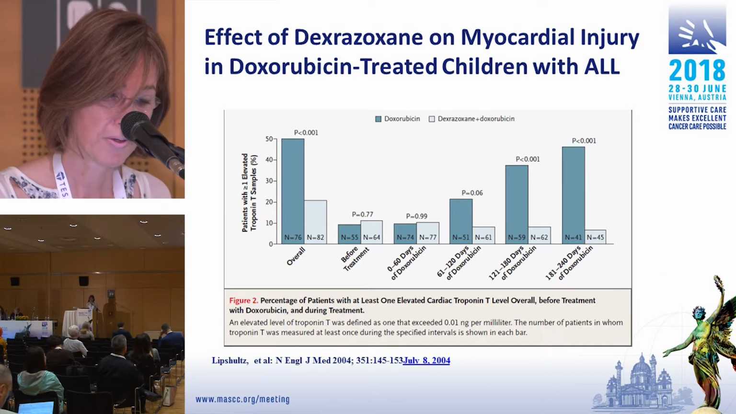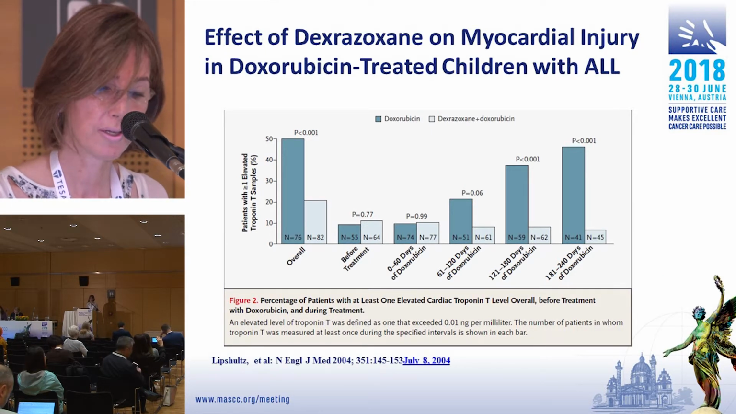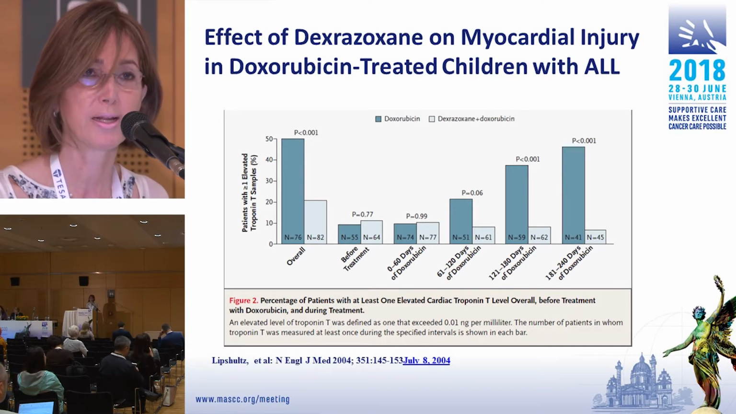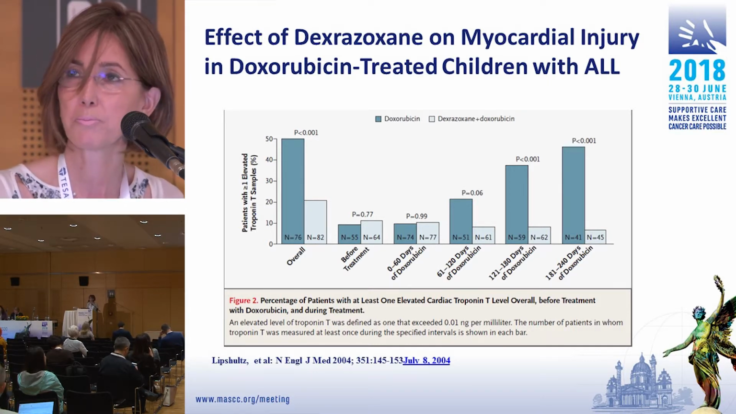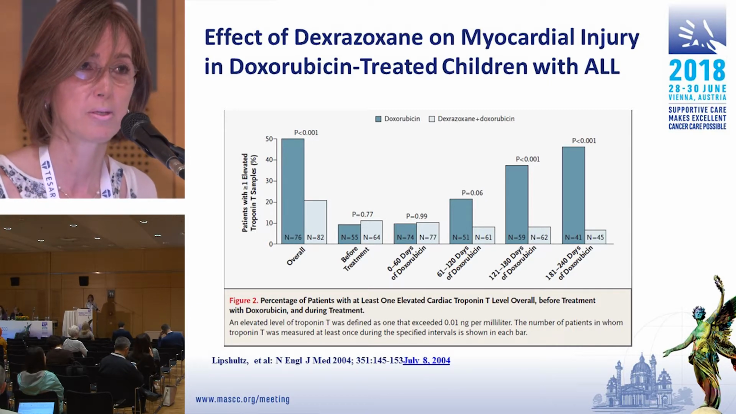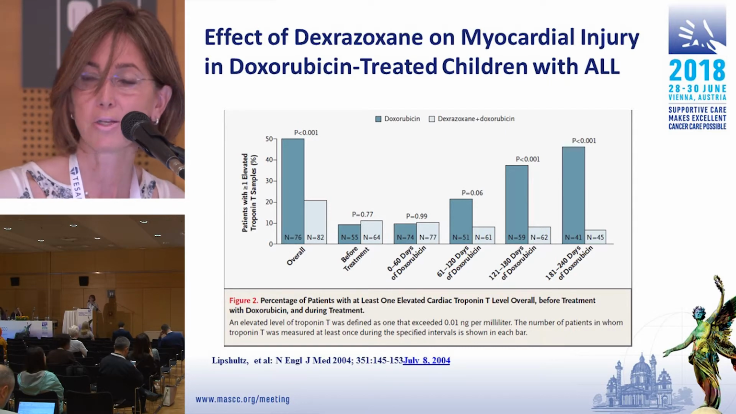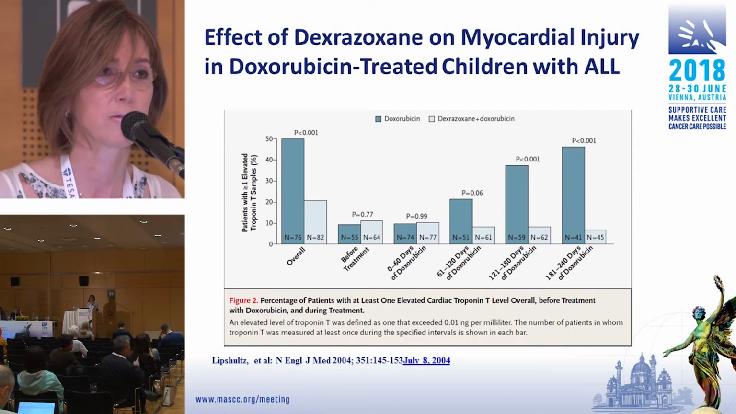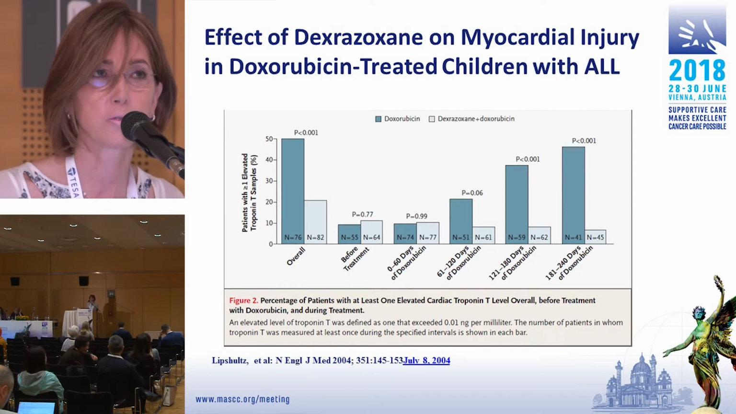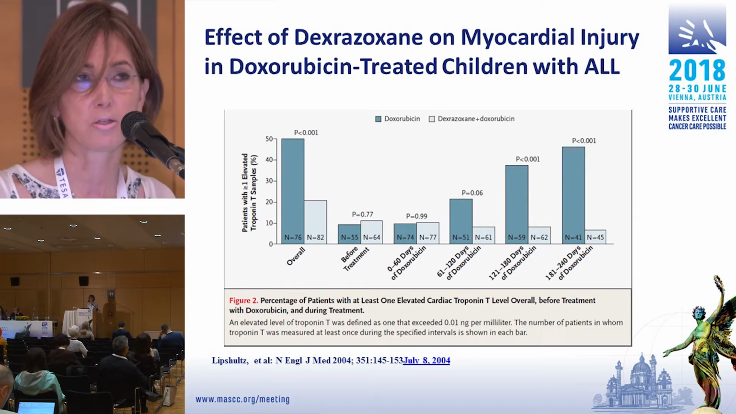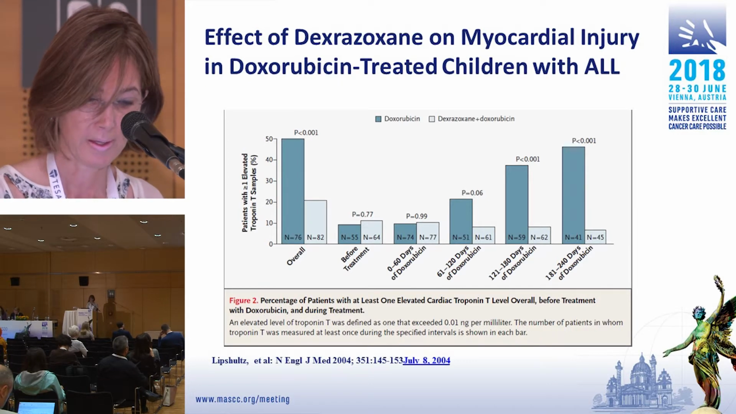Moving into biomarkers, there has been a lot of work that has been done by many investigators related to the use of both troponin and NT-proBNP. There was a paper that was presented here in this conference, a publication by Dr. Lipshultz, that demonstrated that there are troponin elevations with increasing doses of anthracyclines, and that this can be blocked by the use of dexrazoxane in these patients.